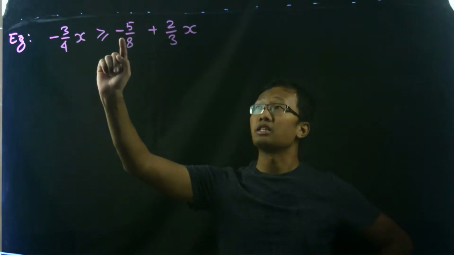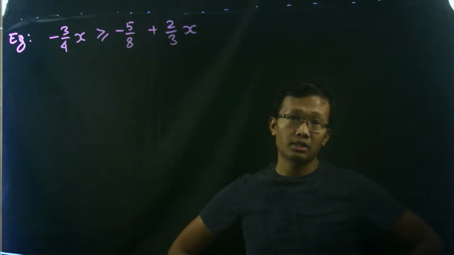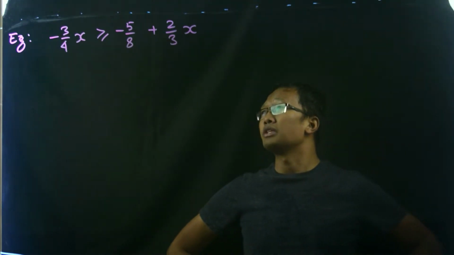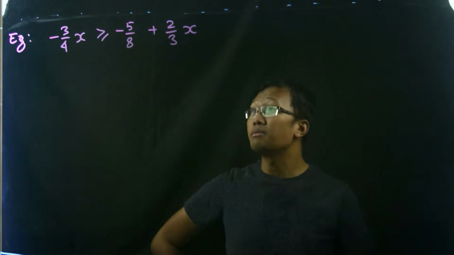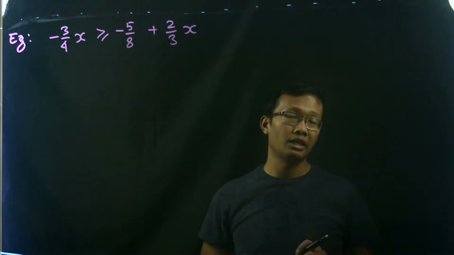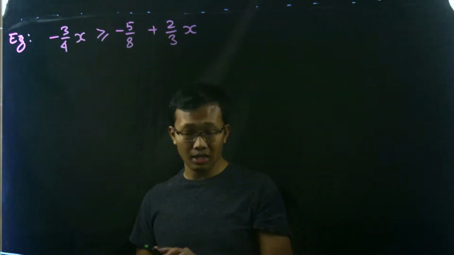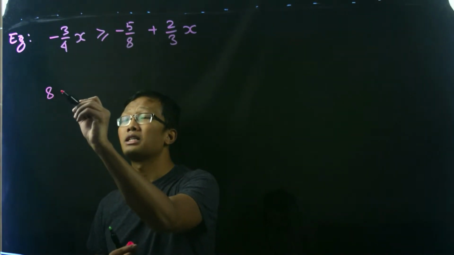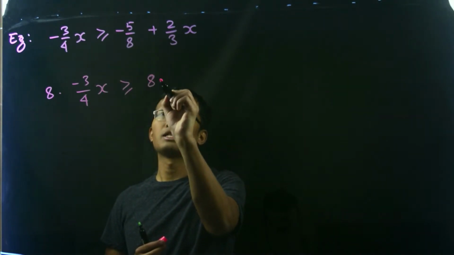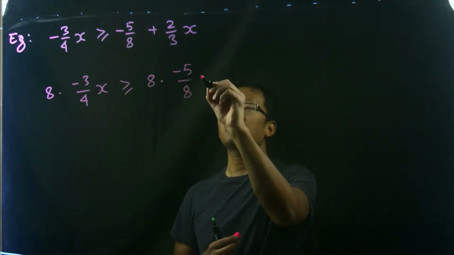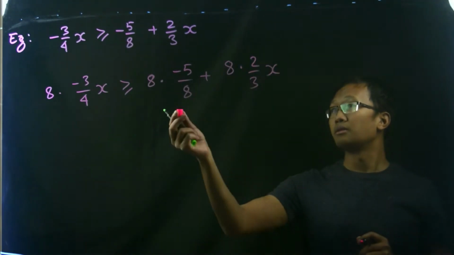Negative 3 by 4x is greater than or equals to negative 5 over 8 plus 2 by 3x. First of all, I would like to get rid of the denominators. To do that, let me multiply both sides by 8 at first. So that gives us 8 times negative 3 over 4x is greater than or equals to 8 times negative 5 over 8 plus 8 times 2 over 3x. Multiplying both sides by 8.